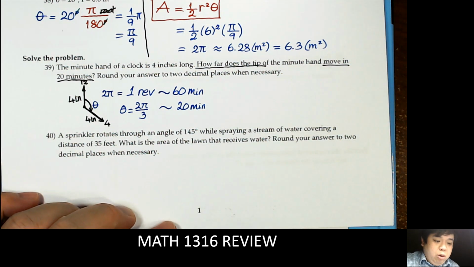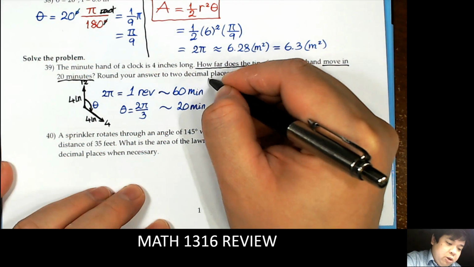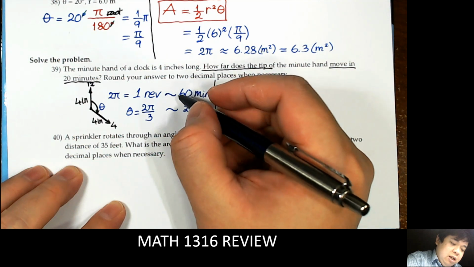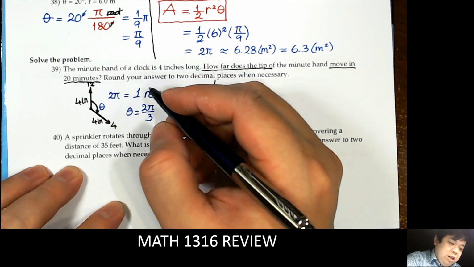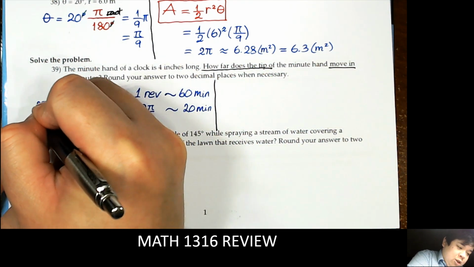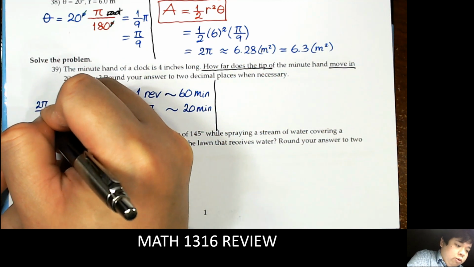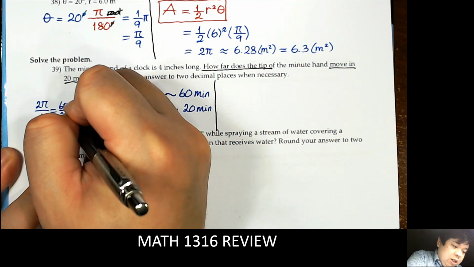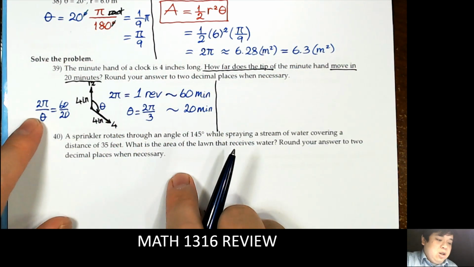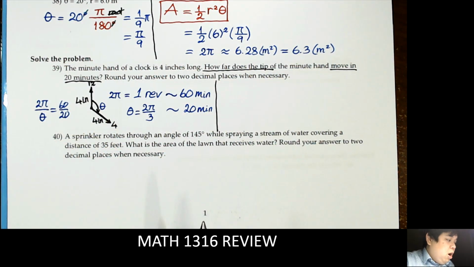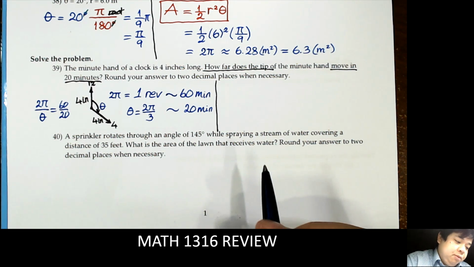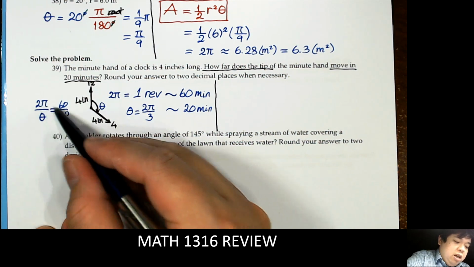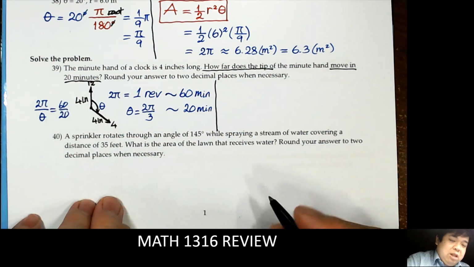If we don't want to, we can always set up the ratio. By this I mean the ratio is like this, 2 pi over theta is equal to 60 over 20. So that is the ratio we have, and we can solve for theta, which is 2 pi over 3. Right. So 60 theta equal to 40 pi, and the rest is simple.